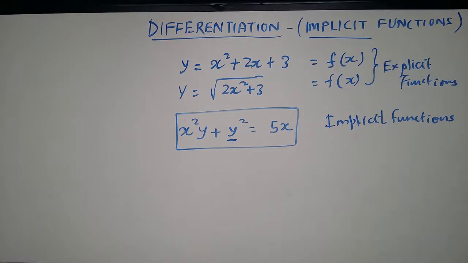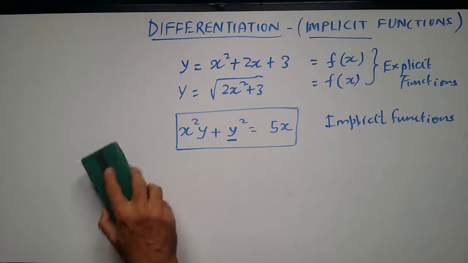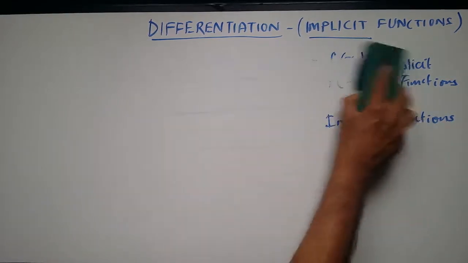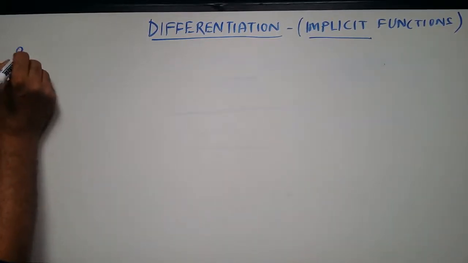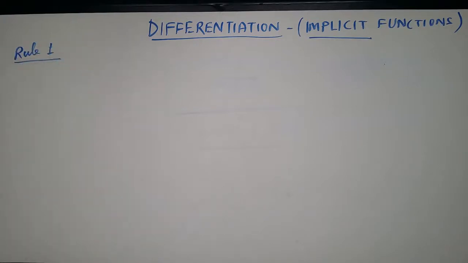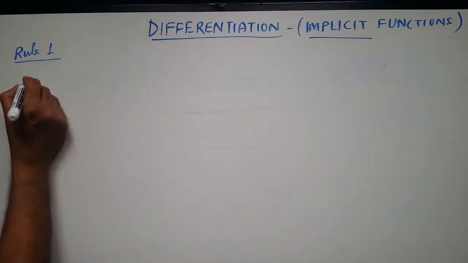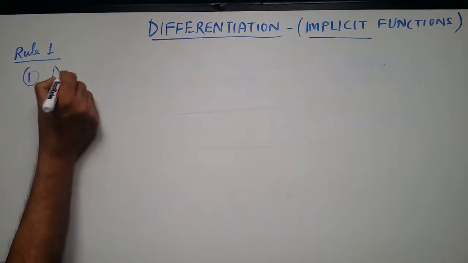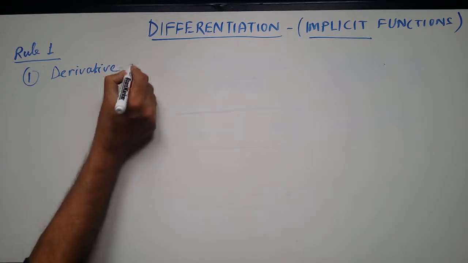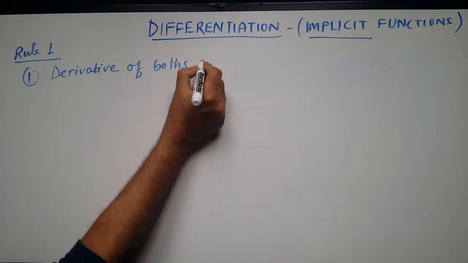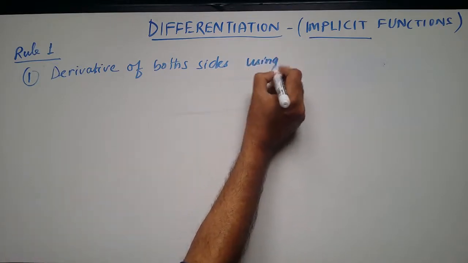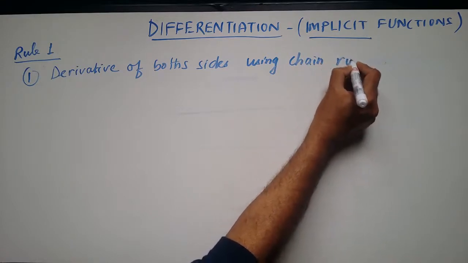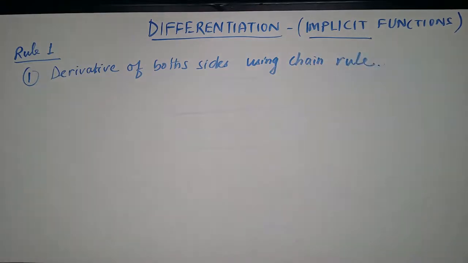Now, in order to find the derivative of implicit functions, we have basically two rules on how to solve such problems. So let's take rule number 1. Here we are going to find the derivative of both sides using the chain rule.